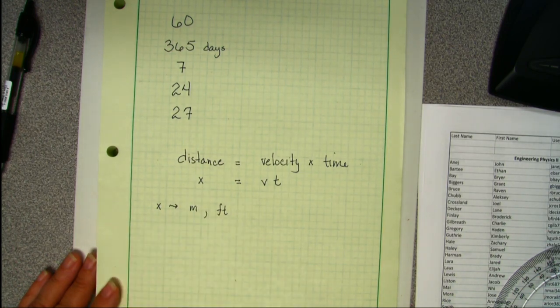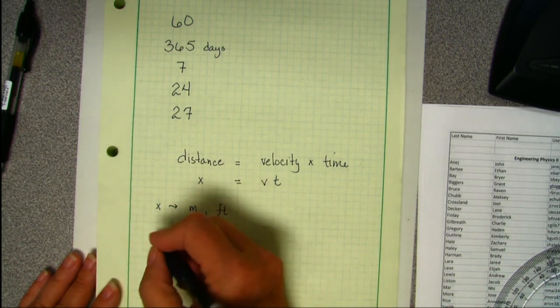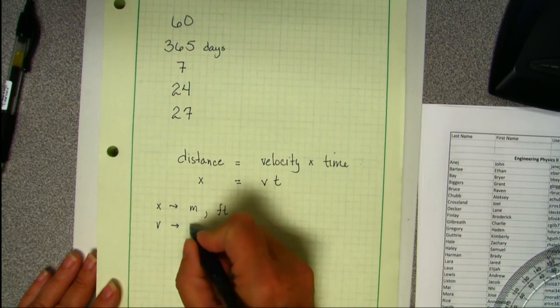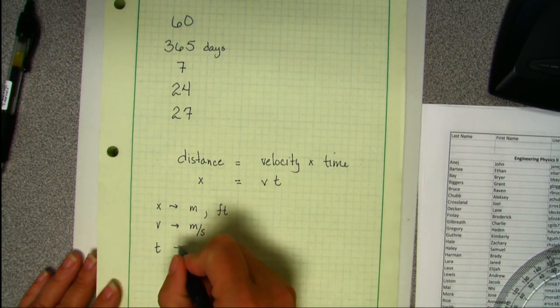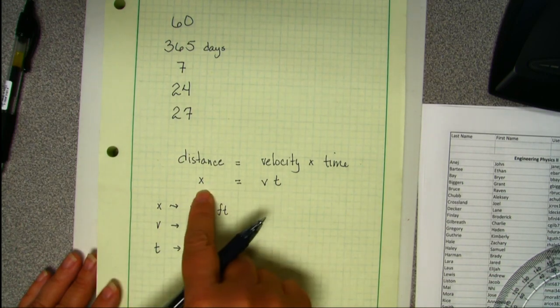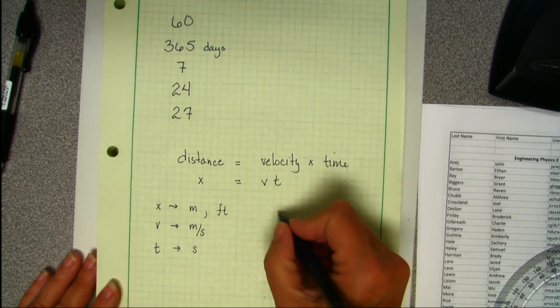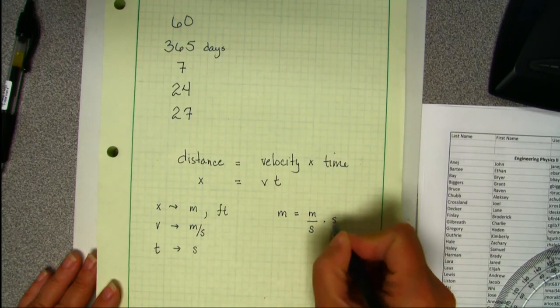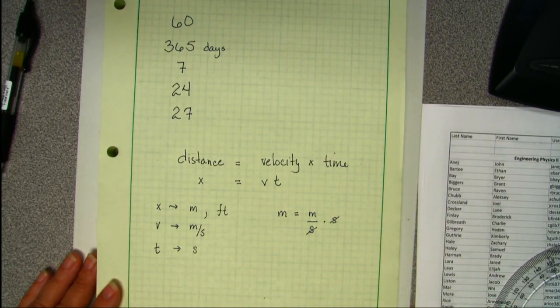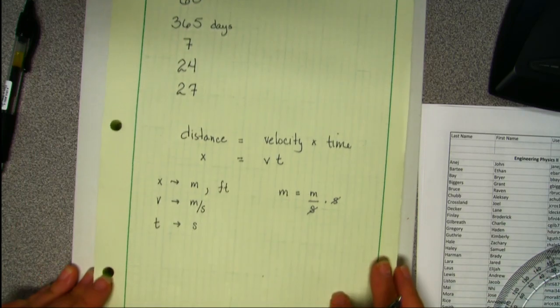But my units for distance are going to be meters. My units for velocity will be in meters per second. And my units for time will be in seconds. So if I'm doing distance as velocity times time, I'm going to have meters is equal to meters divided by seconds times seconds. My seconds cancel out, and I have meters equal meters. And all of a sudden, I know that I have written my equation correctly, because I can't add apples and oranges.